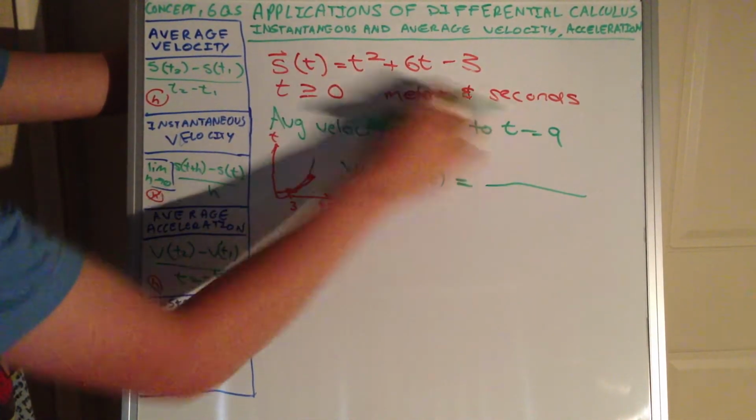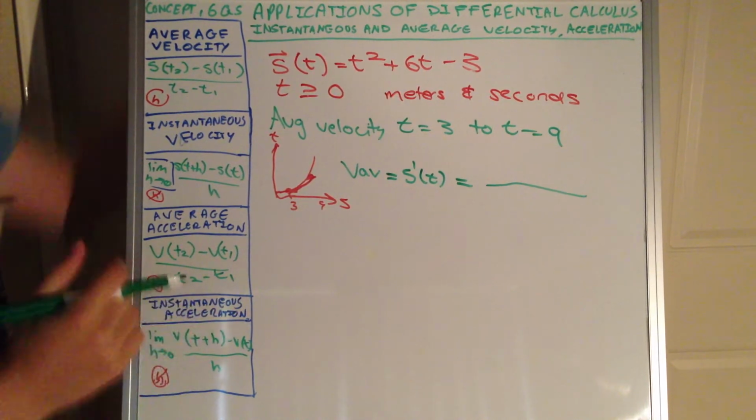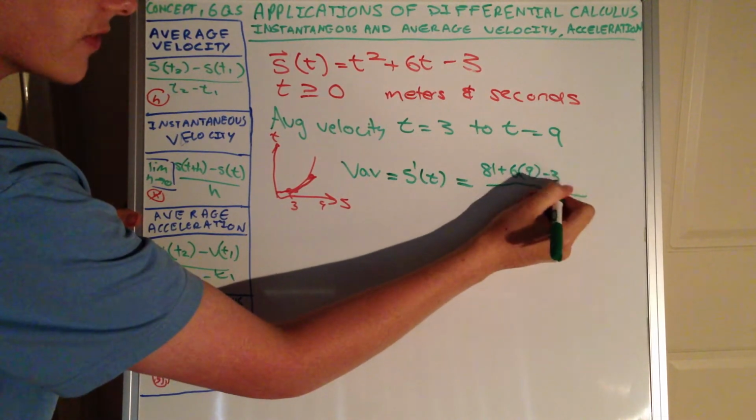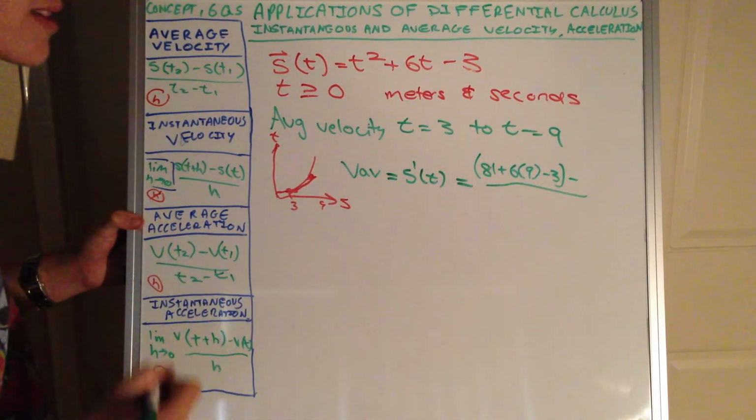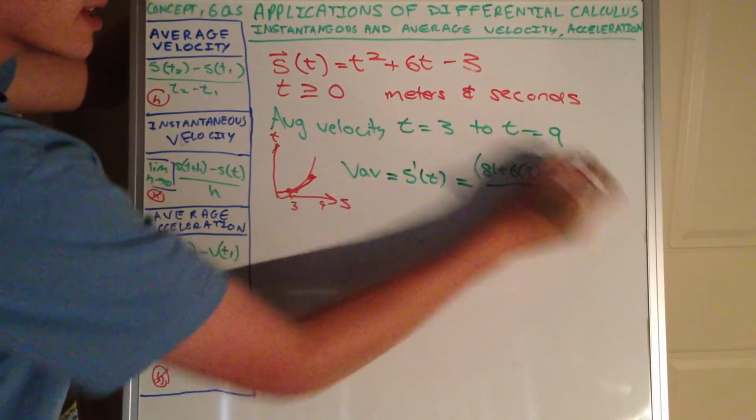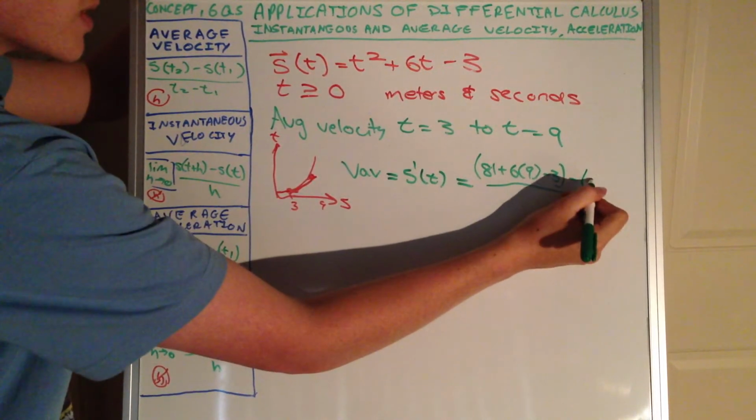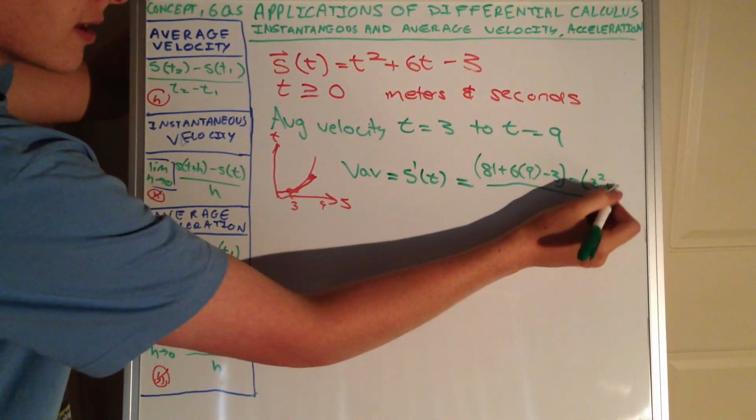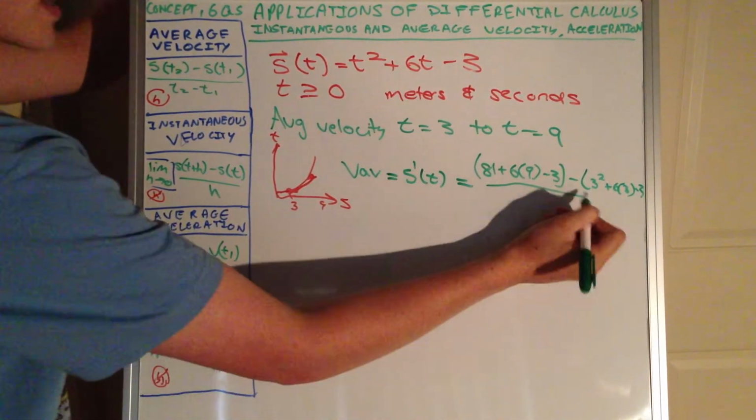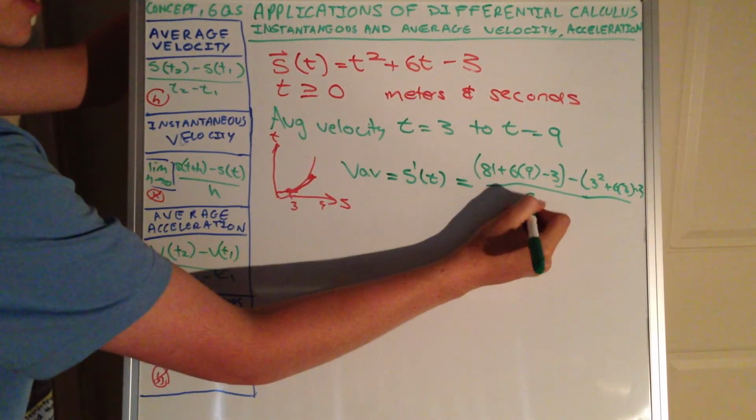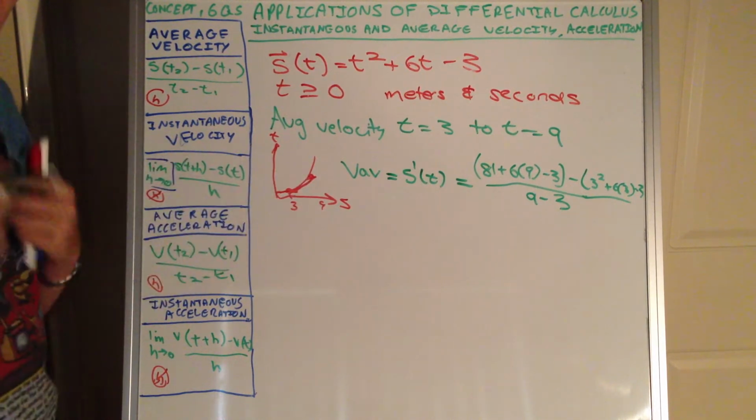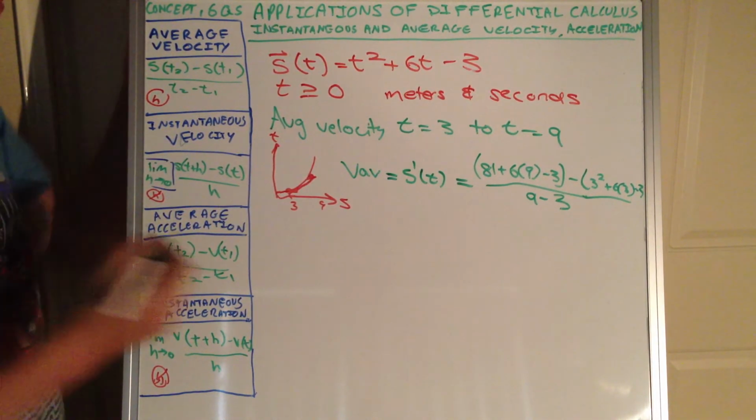And we have 9 going into there, so that's 81 plus 6 lots of 9 take 3, all as one function, so we need to put brackets around it. And then we need to do the s of t1. So t1 is 3, so again, we simply substitute it in. 3 squared plus 6 lots of 3 take 3. And that's quite wonky, but that's all good. And then that's all over 9 take 3. So again, we're just putting it into slope form, so we're just finding that chord between the two values.